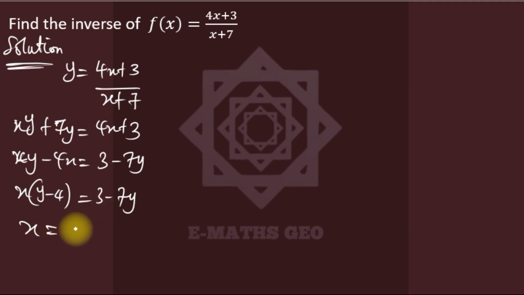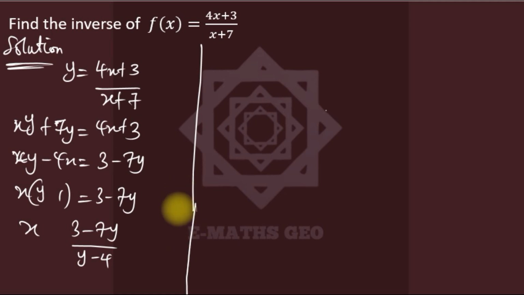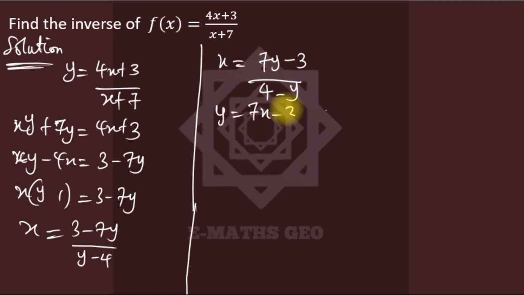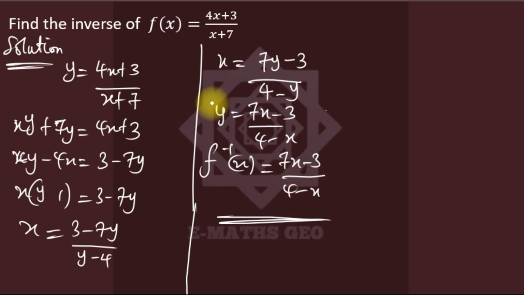So what do you notice? x is now 3 minus 7y over y minus 4. Better still, we can write it as x equal to 7y minus 3 over 4 minus y. We factored minus 1, so that's why it's 7y minus 3. So wherever we see x, call it y. Finally, this is now our inverse. So this is the inverse of this function.